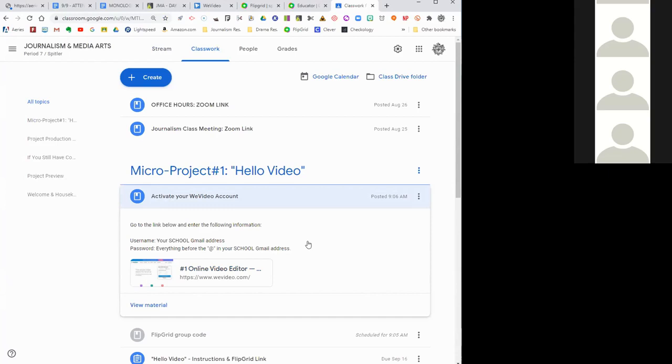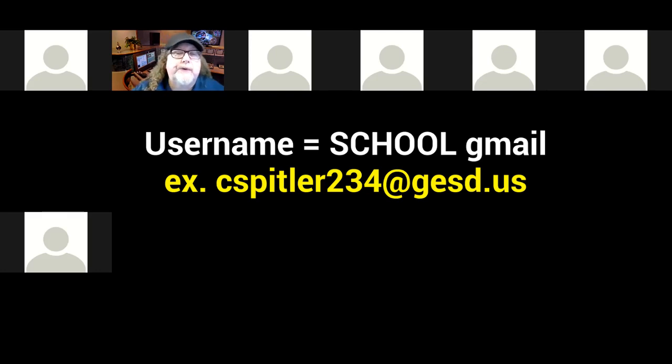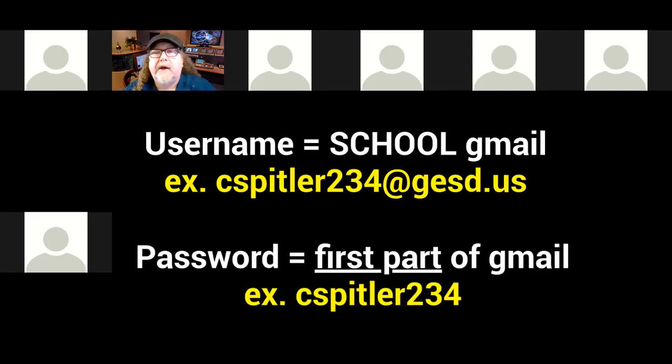Now, it won't do it for me because I'm already in, but you guys are new. You guys who are new, it's going to take you to a page that's going to ask you for a username and a password. So your username is your school Gmail. Go ahead and put your entire Gmail address under username. And then your password is everything in your Gmail before the @ sign. So your first initial, your last name, and those 3 numbers from your lunch number. That's it. So type that in.